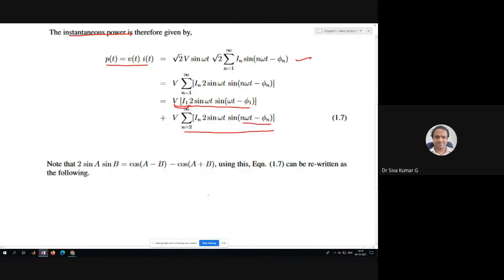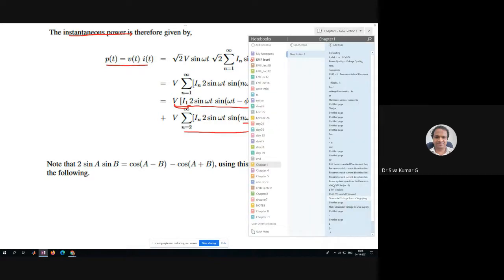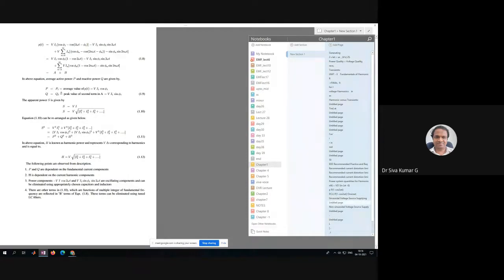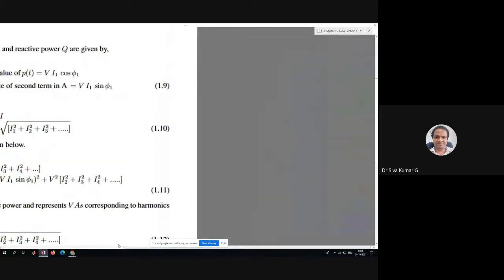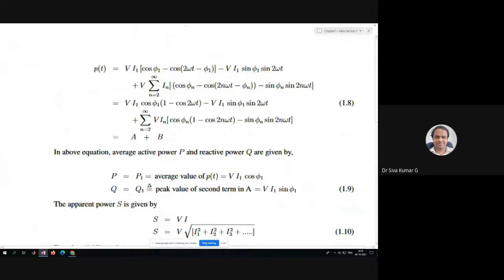Okay, and this equation 1.7, we can rearrange to this particular sort of equation. This is the first basic equation, the VA of cos phi 1, and this is the equation which is V1 I1 into cos phi times cos 2 omega t minus phi plus V1 I1 sin 2 omega t, this equation.